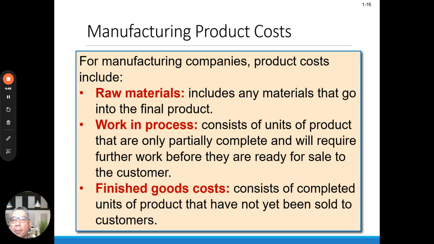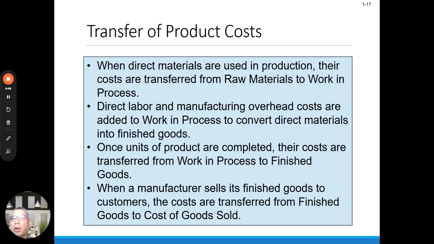Transfer of costs. When direct materials are used in production, their costs are transferred from raw materials to work in process. Direct labor and manufacturing overhead costs are added to work in process to convert direct materials into finished goods. Once units of product are completed, their costs are transferred from work in process to finished goods. When the manufacturer sells its finished goods to customers, the costs are transferred from finished goods to cost of goods sold.